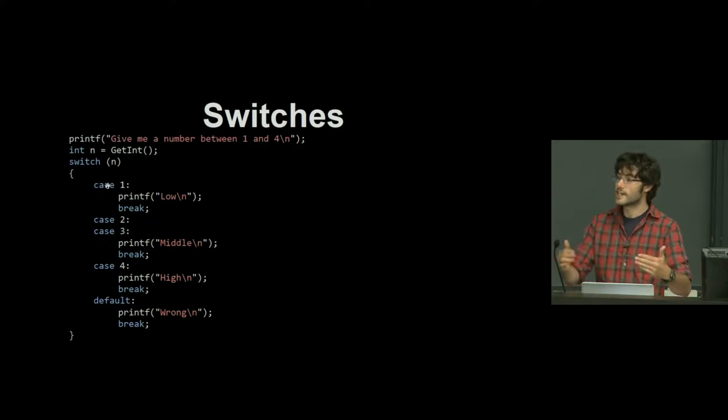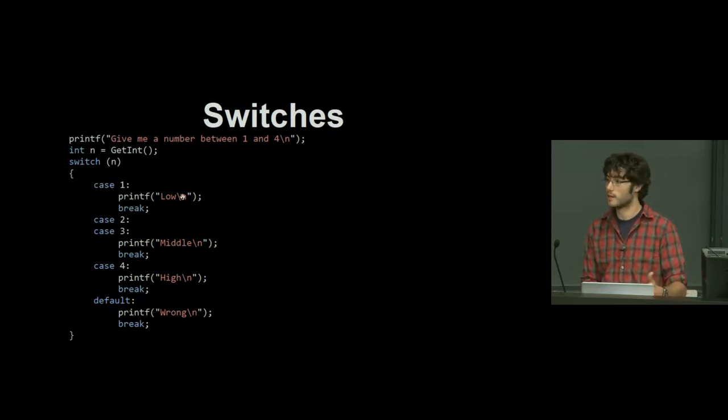Yeah. So if you didn't have that break after the case 1 part, and the user typed in 1, it would print low, and then it would print middle, and then it would break. Why would it print middle if that doesn't fall under case 1? Because middle comes under case 3. So everything under a case before a break falls under it. So case 1, print is underneath case 1, as is this following print.